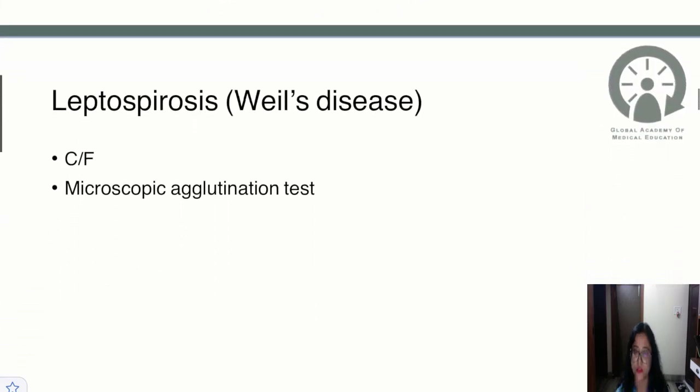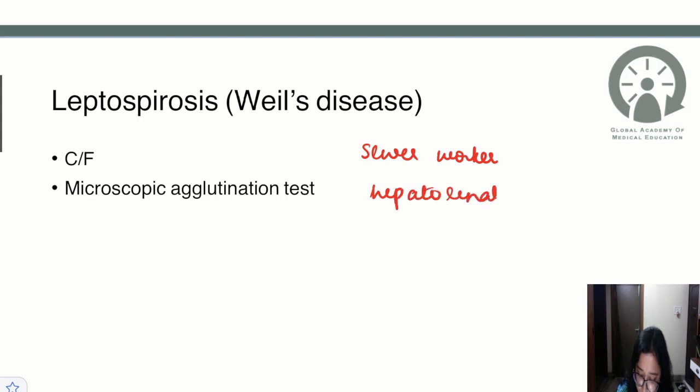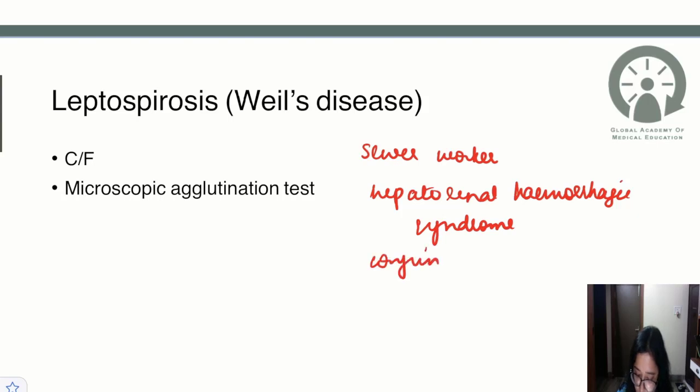Now coming to the third question, it presented with a clinical syndrome of a sewer worker, and he had symptoms of hepatorenal hemorrhagic syndrome and conjunctival suffusion, and they had asked for the diagnostic method.